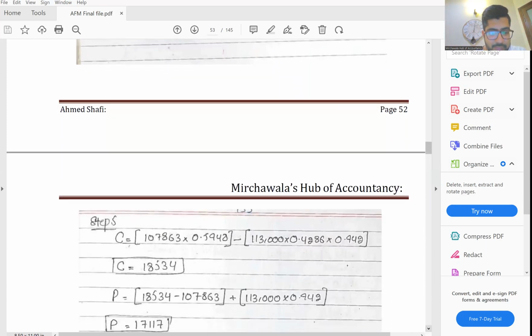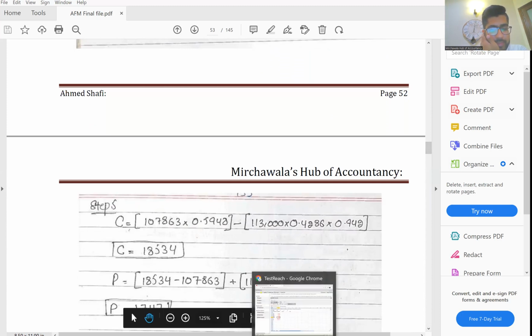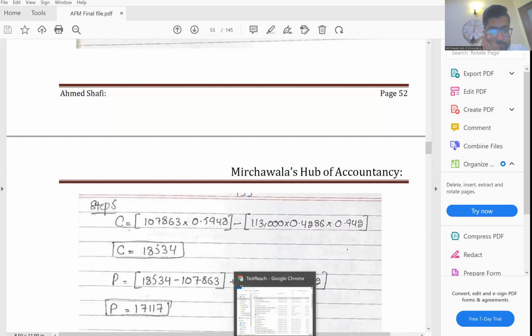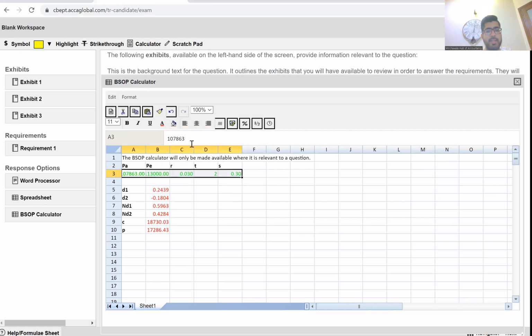18,500, 17,100. So I just have to put now PA, PE, RST. Once I put these 5 figures, everything will come directly. No need to do anything else. You just have to enter all of this. And once you enter all these 5, everything is ready.